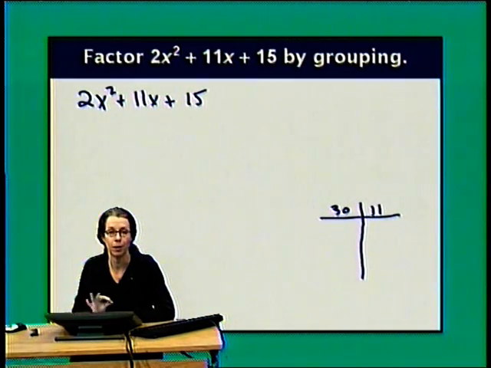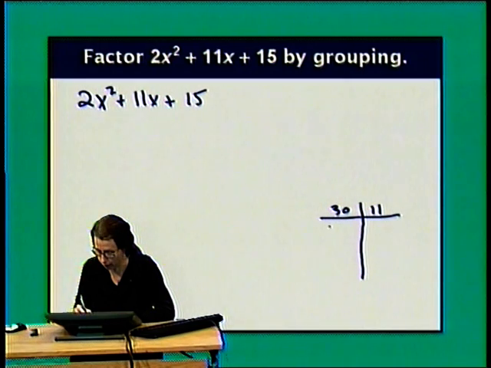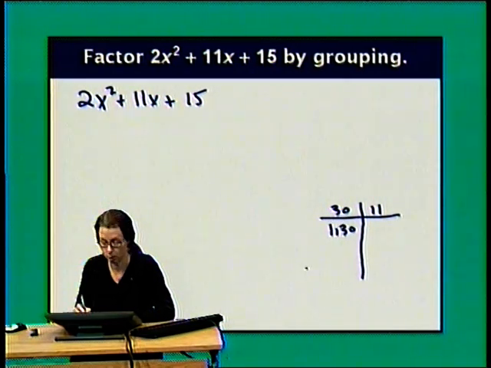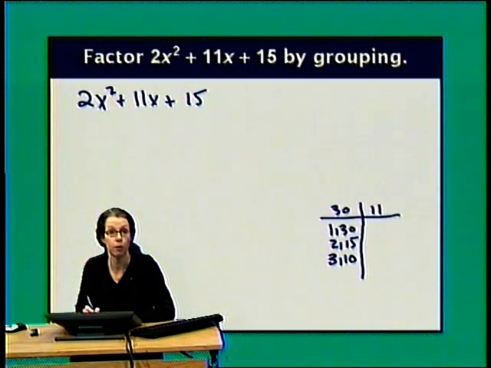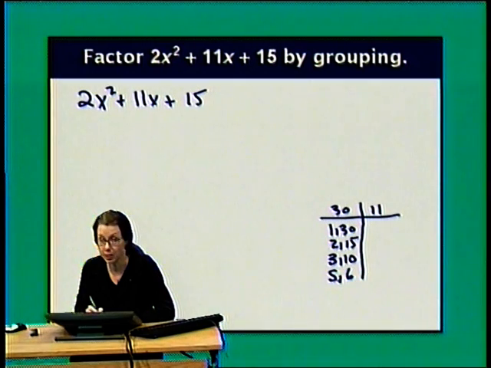I'm going to be very thorough here and write down all the factors. 1 and 30, 2 and 15, 3 and 10. 4 doesn't divide into 30 evenly. 5 and 6. 6 goes into 30 evenly.